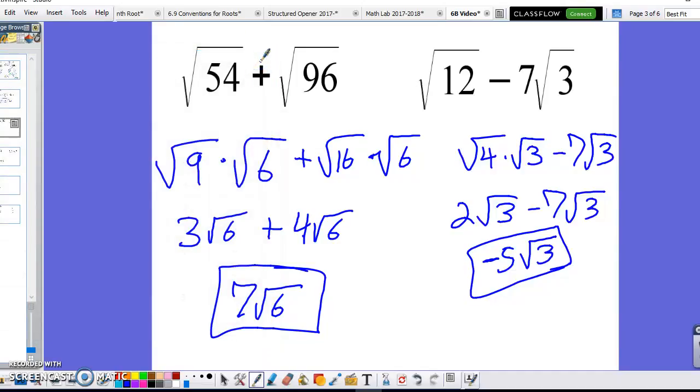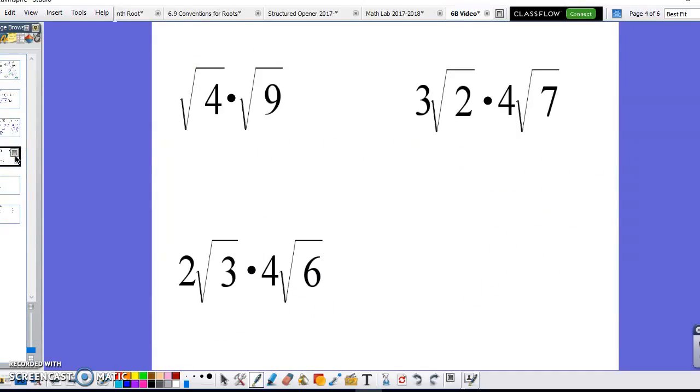Okay? Moving on. Multiplying. Multiplying, I like using this example right here, square root of 4 times square root of 9, because I know the square root of 4 is 2, the square root of 9 is 3, and 2 times 3 is 6. Well, I also remember that when I'm multiplying here, I'm supposed to take 4 times 9. So the square root of 36, well, what is the square root of 36? The square root of 36 is 6.